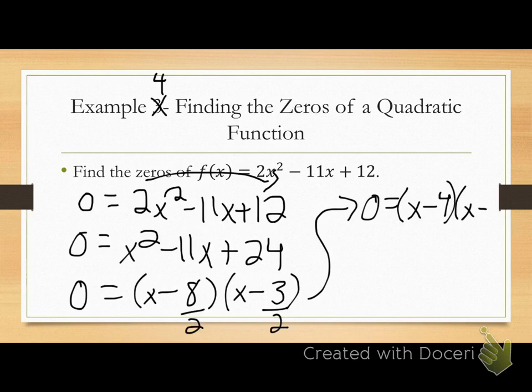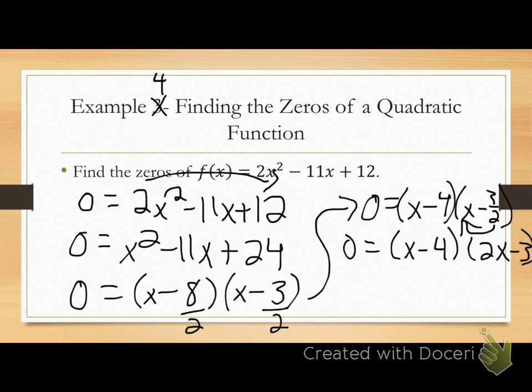Can I simplify 3 over 2 any? No. Now what do I do? Bottoms up, only if I have a fraction left over. If there's not a fraction, it just stays. So I get 0 equals x minus 4 and 2x minus 3. Everyone okay with that? Is this now factored completely? Yes, it is. I factored it completely.